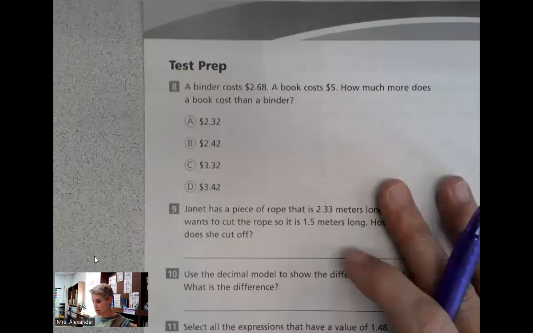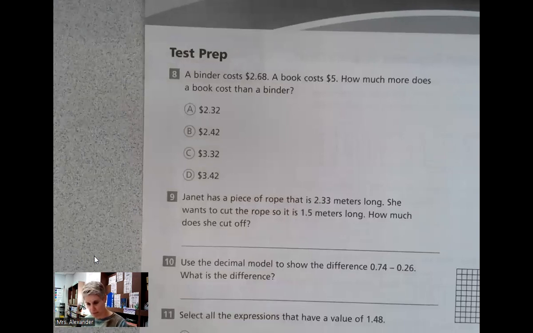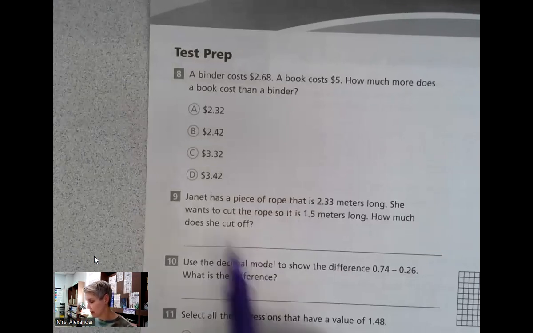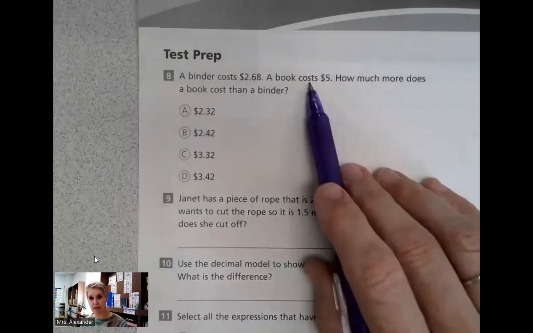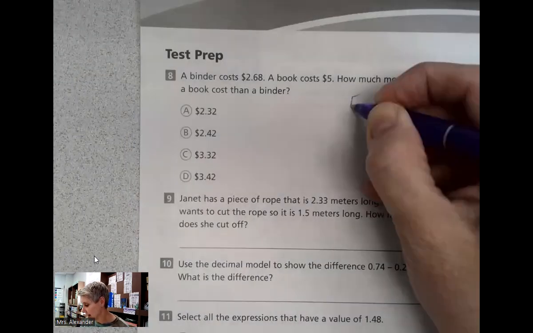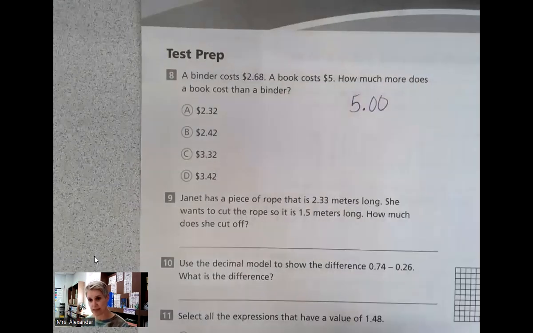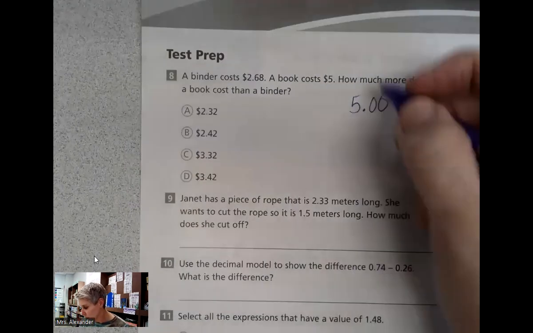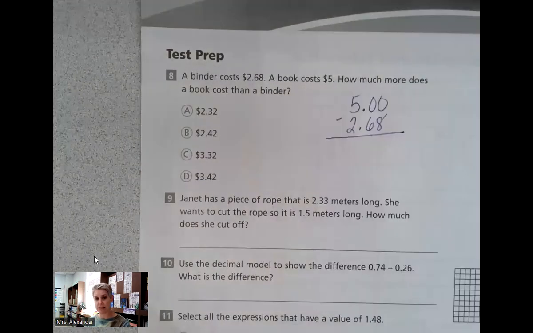All right, let's see if you're ready for this test prep. You might want to pause right now and do this side and then come back and check your answers with me. A binder costs $2.68. A book costs $5. How much more does the book cost than the binder? So I have $5. I'm going to show the $5 with the decimal and the 2 zeros in the tenths and the hundredths because I'm subtracting 2 and 68 hundredths or $2.68.